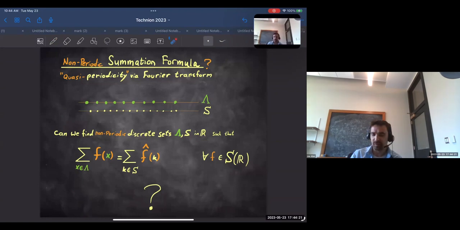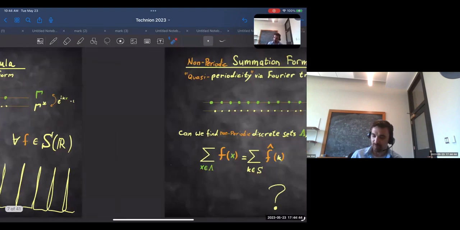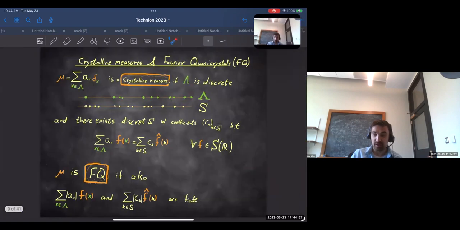But now we ask, can this happen if we're not in a periodic setting? So can we have a non-periodic discrete set lambda and s such that summing a function over the points in lambda is like summing the Fourier transform over the points in s? So this weird looking cancellation picture. And we can give ourselves some slack and put some constant coefficients here that don't depend on the functions. Can we have something like that? And if we can, we call this a crystalline measure. Crystal always refers to this structure of metals, of periodic atomic structure with this diffraction pattern, and a crystalline measure is kind of a generalization of that, something that has this discrete diffraction pattern.